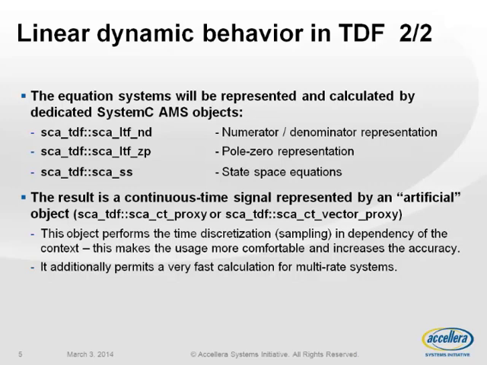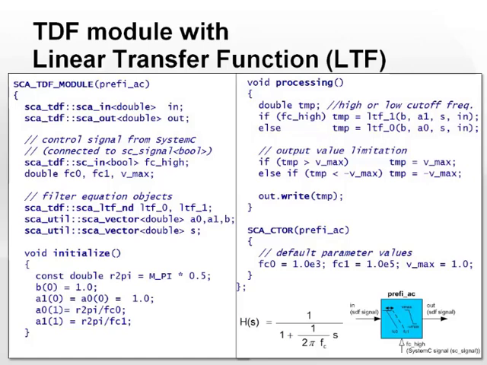This way, we have a very fast calculation in the case of multi-rate systems. So the idea to show how these objects work in SystemC AMS is to look at an example. This example is a filter. It is a programmable filter with 2 cutoff frequencies. The first frequency is 1000 Hertz. There is a second cutoff frequency, 100,000 Hertz.